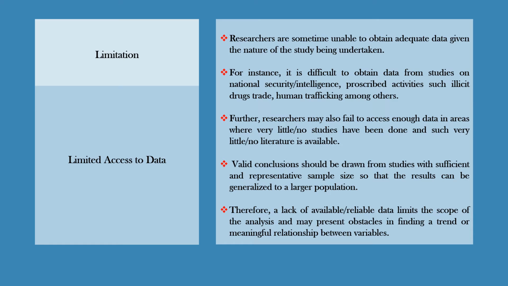One of the causes of limitation is to do with limited access to data. It should be noted that sometimes researchers are unable to obtain adequate data given the type of study being undertaken. For example, it may be difficult to obtain data from studies that touch on national security or intelligence, or studies that seek to study or understand something about the activities of groups that are proscribed, such as gangs, drug dealers, human traffickers, among others. These groups might not be easily accessible, and even if you do so, they might still withhold certain information that could be crucial in enabling a researcher to fully draw better conclusions about their studies.